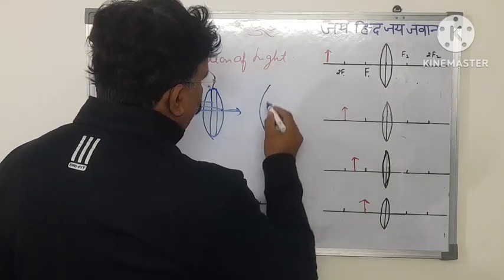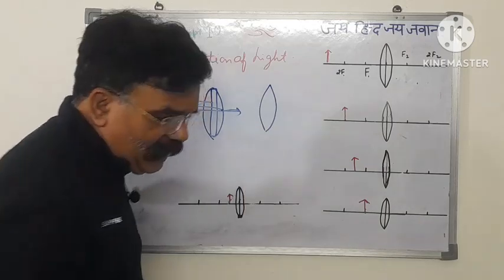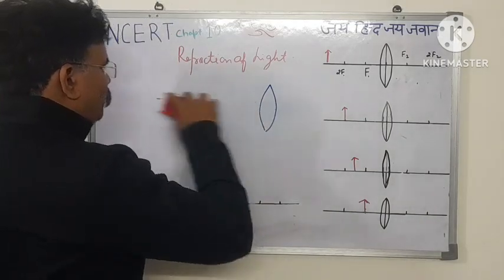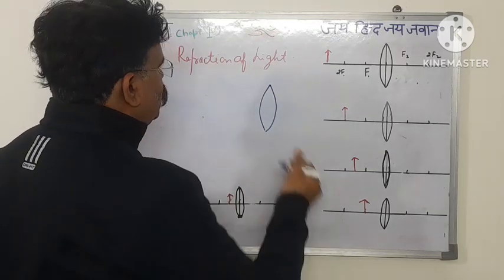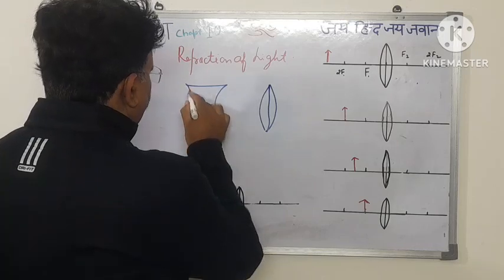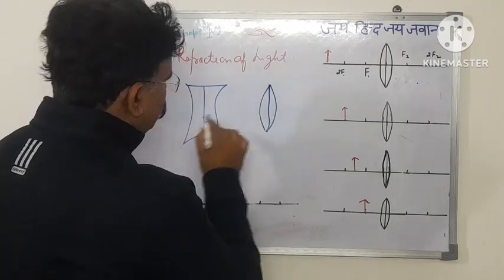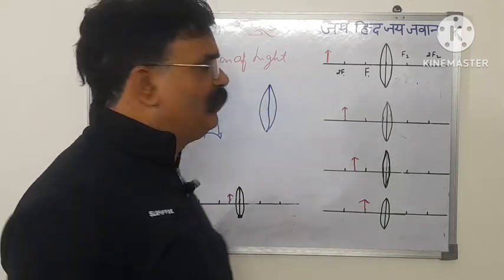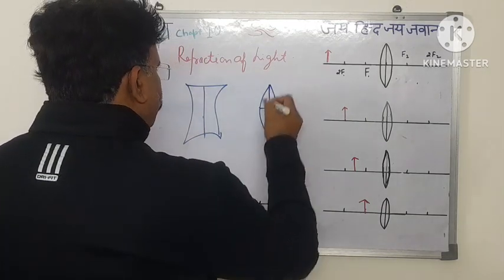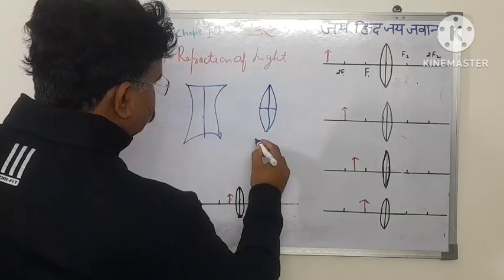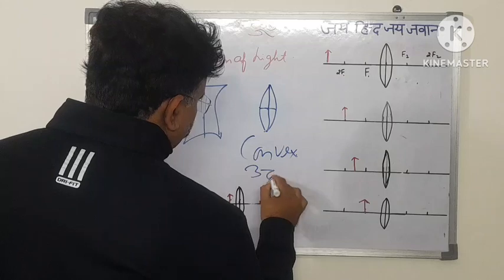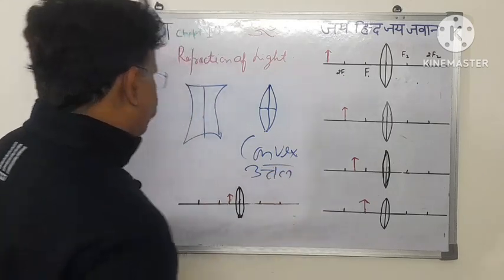There are two types of lenses. Spherical glasses will be called lenses, through which you can see. There are two types of lenses, convex and concave. What is convex? One which is thicker in the middle and thinner at the edges. It is convex. In Hindi, it is called उत्तल लेंस.